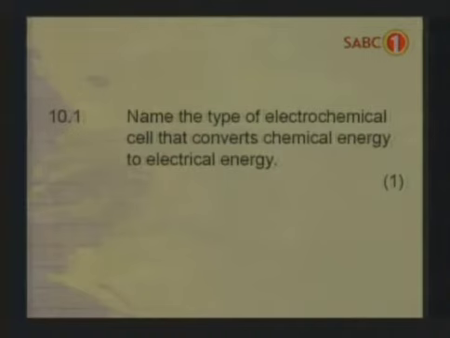Name the type of electrochemical cell that converts chemical energy to electrical energy. Right, let's just have the camera here. We've got two kinds of electrochemical cell. We've got the one that converts chemical energy into electrical energy.